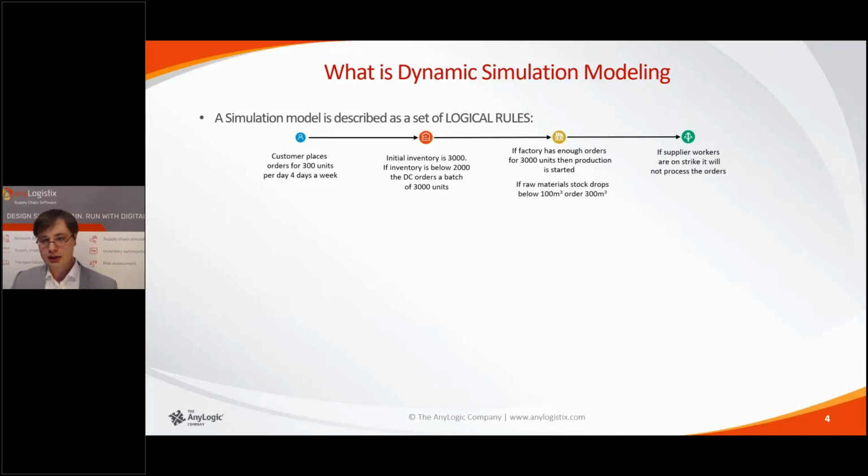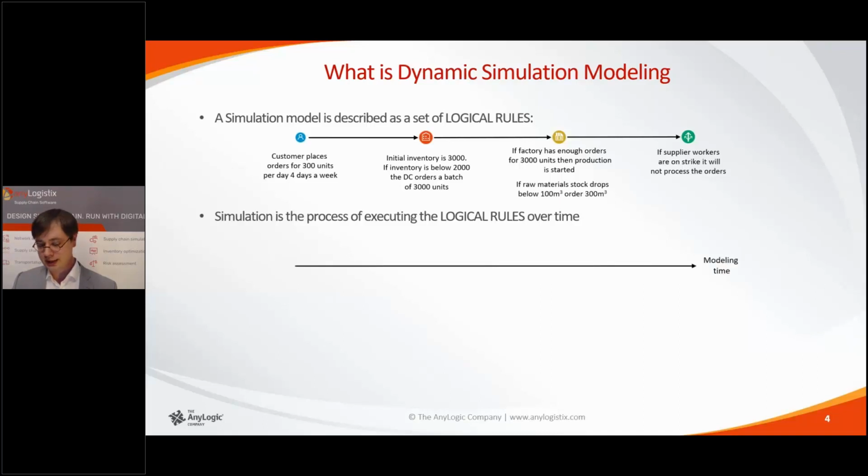Okay, so if we have this behavior described for every object, then we will execute this behavior, these rules over time, over actual modeling time. So we have an axis, and at certain time points, something will happen. Starting with the first day, we have an order from customer. Same goes for second day, third, and fourth one.